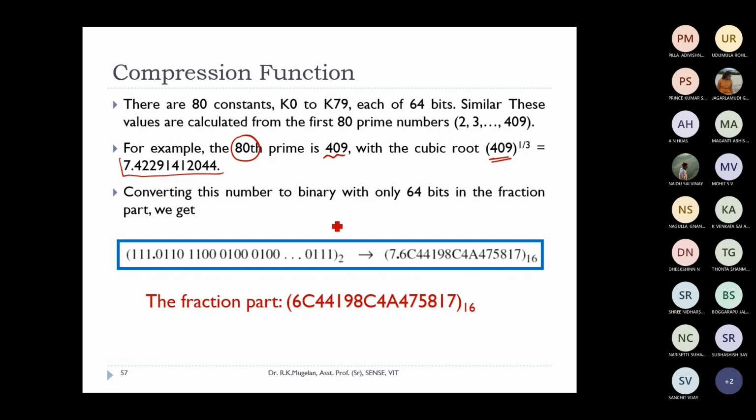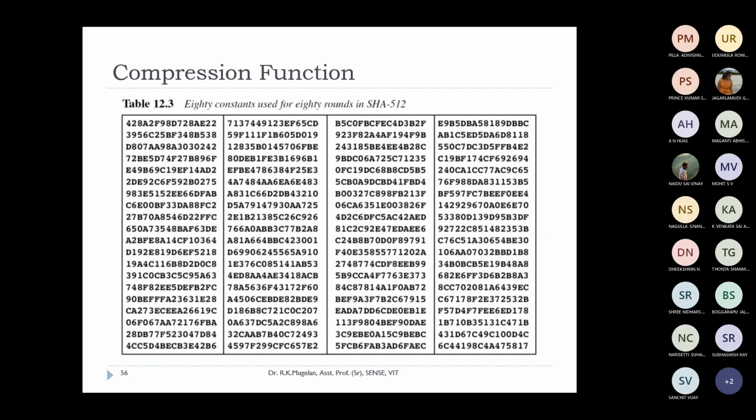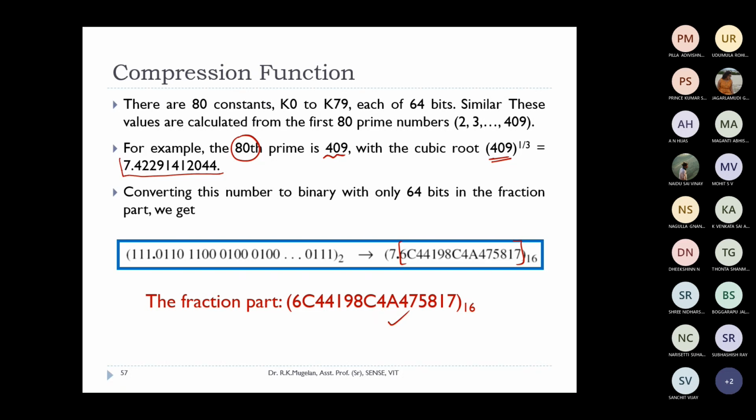If you convert that into binary and hexadecimal, you get 7.63 and so on. They took this fractional part alone and kept it as the 80th round constant. So in this case, they go for the cube root, right?